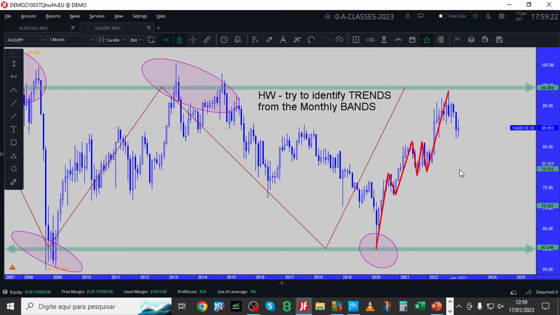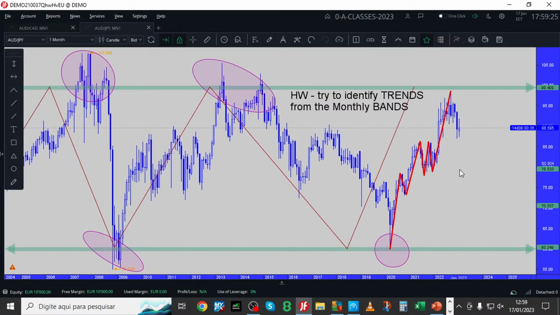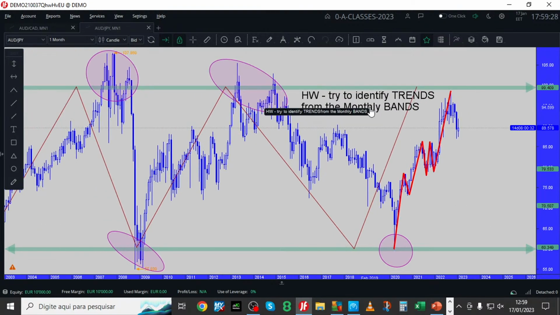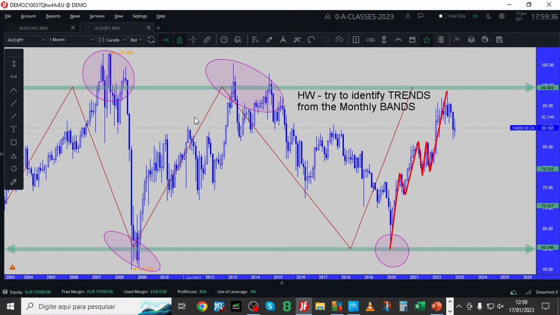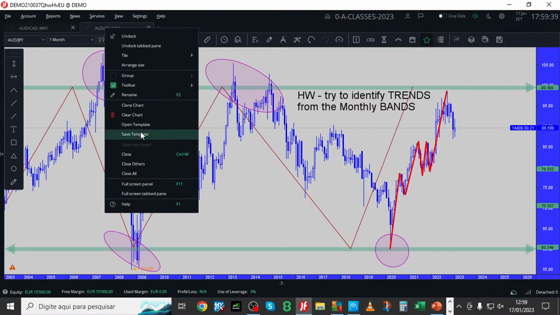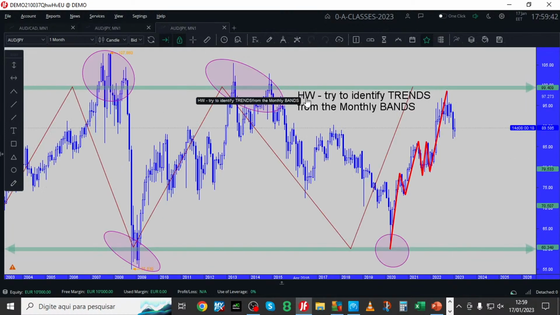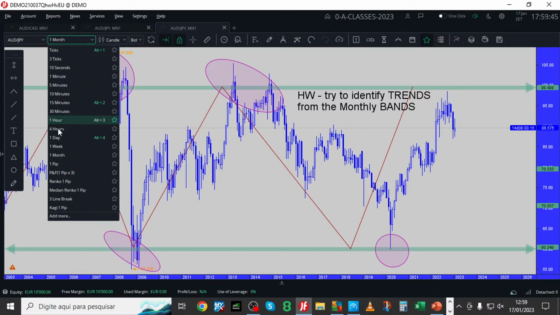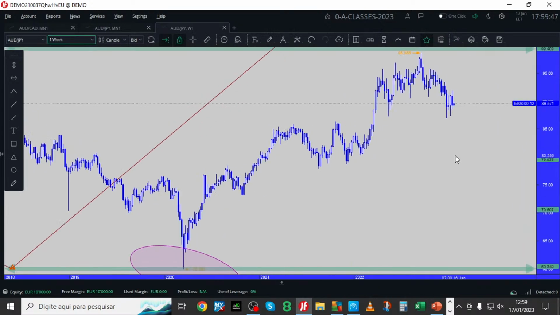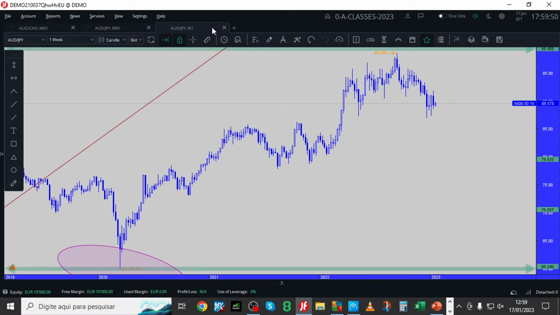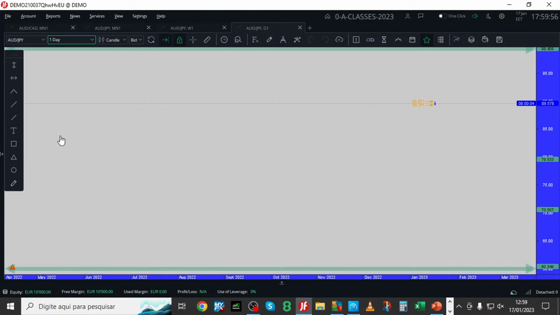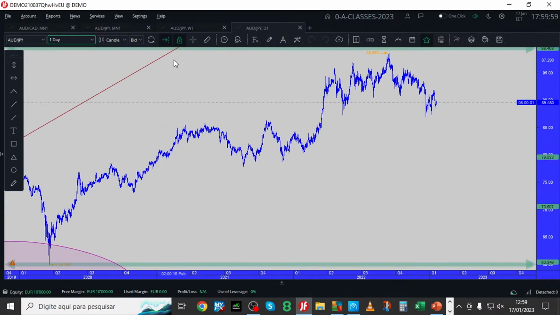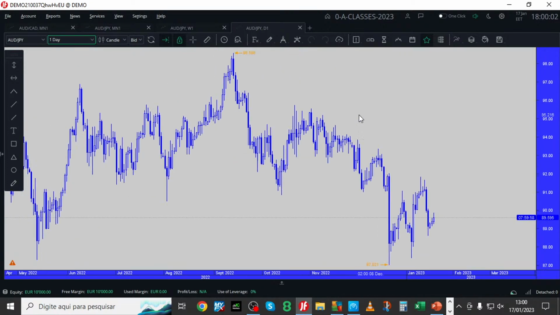Boss, can I do this on the weekly and daily? Yes, you can. Everybody, if it's difficult, start from the monthly bands, okay? Just practice, practice, practice. If you find this exercise easy, you can also do this from the weekly. From the weekly it is going to be something different, right? And if you find it easy on the weekly, you can do this from the daily too. Make sense? And it's going to be another picture, something different.